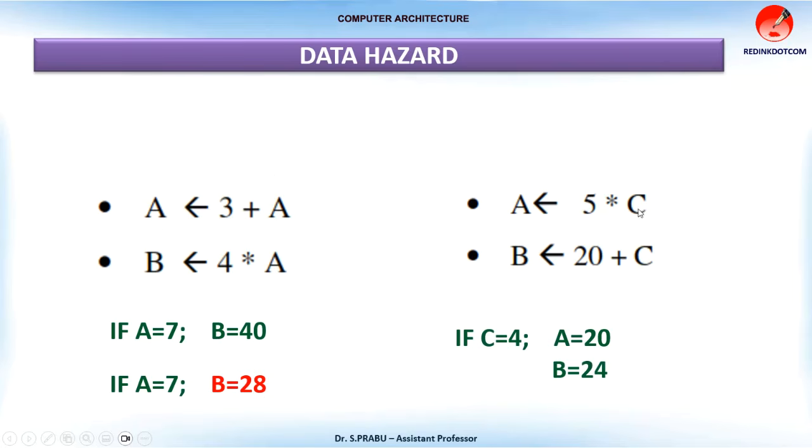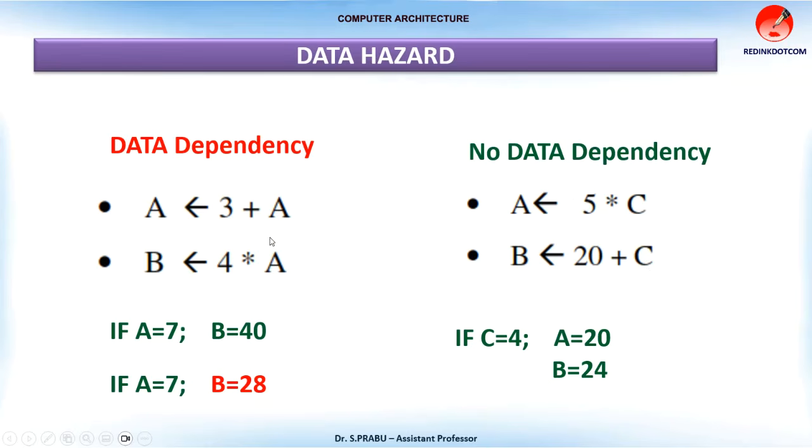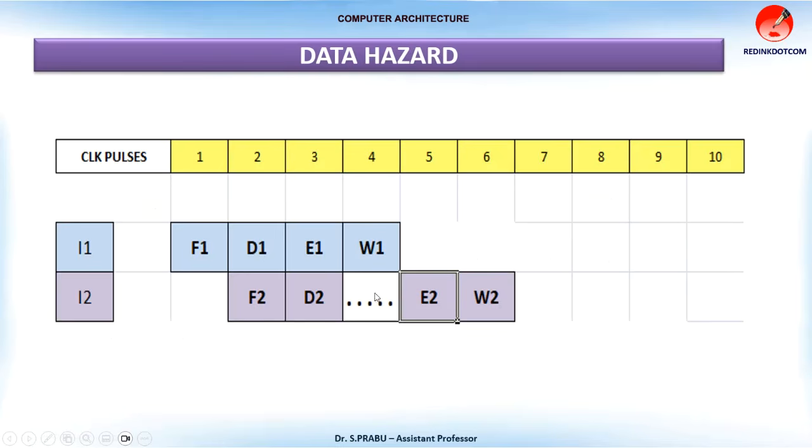In the second case, if you assume the c value is 4, the a value becomes 20 and the b value becomes 24. If you execute these two instructions in parallel, this result cannot change. The reason is that in these two instructions, there is no data dependency. But in the first case the instructions are data dependent, so when your processor executes that kind of instruction, it should wait for some time, then execute the second instruction. This kind of delay happens due to the data, so this hazard is called a data hazard. Then we will see how to solve this data hazard.